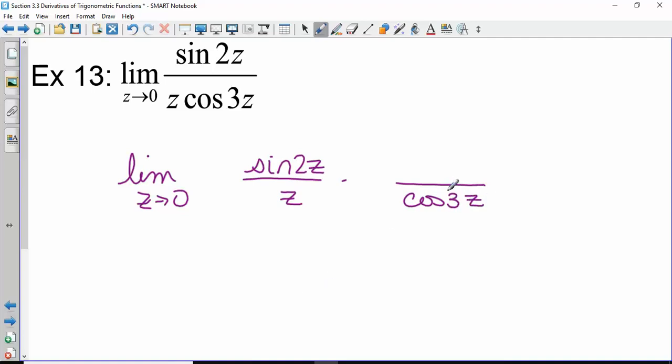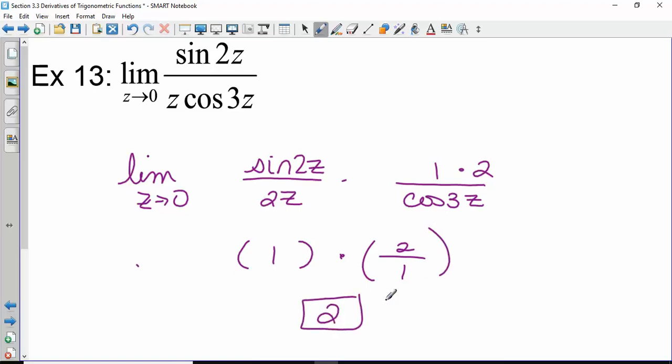Now, for this to work, I need sine 2z over 2z. So if I'm going to put a 2 on the bottom, you need a 2 on the top. And I don't want it in the first fraction, so I'm just going to pull it over here in the second one. So, as z approaches 0, sine 2z over 2z would go to 1 times 2 over, what is the cosine of 0? 1. And we get 2.